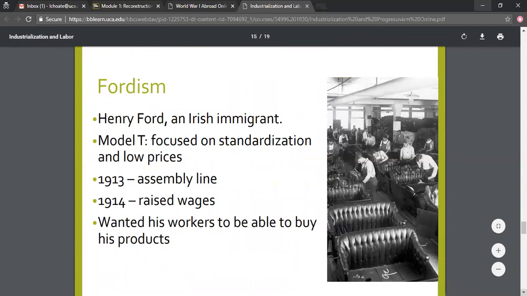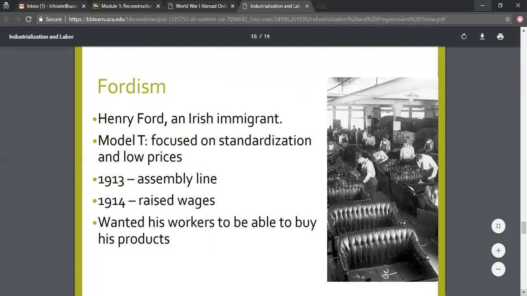Another important part of progressivism is the development of Fordism. This refers to how Henry Ford, who was an Irish immigrant, ran his factories. He created automobiles, and what he did is he focused on standardization. He made it a lot cheaper and easier to make cars by standardizing all of the parts for them, which may seem obvious to you, but prior to the Model T that he created, cars were made individually by one person, and they could all be a little bit different. But he standardizes these cars, and he's able to produce them at a much lower price.